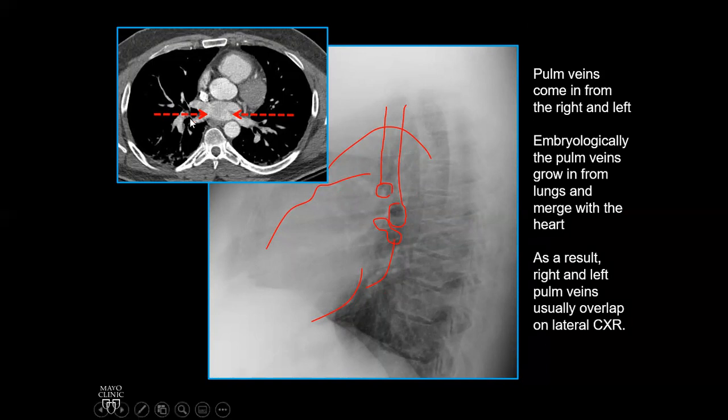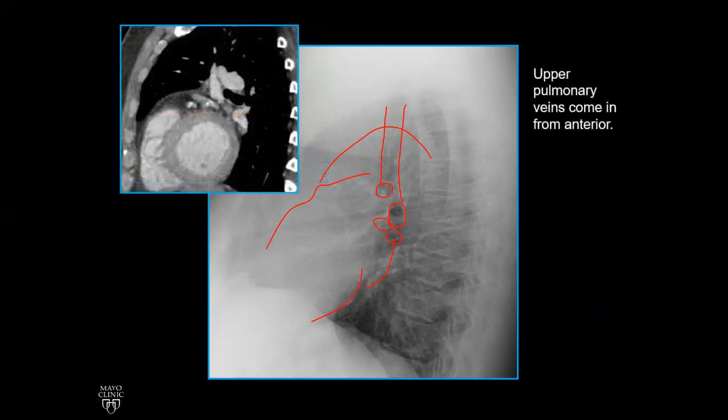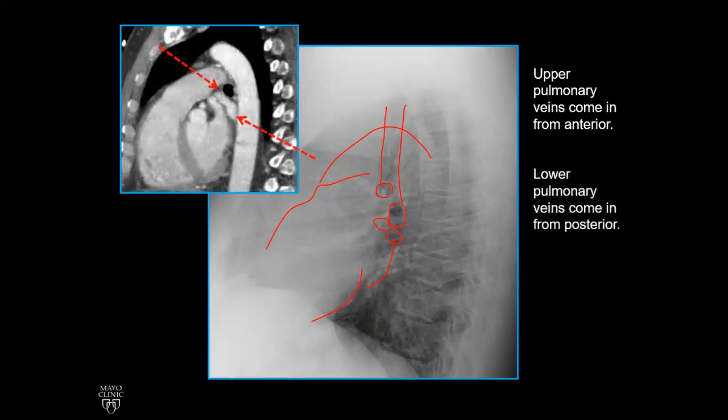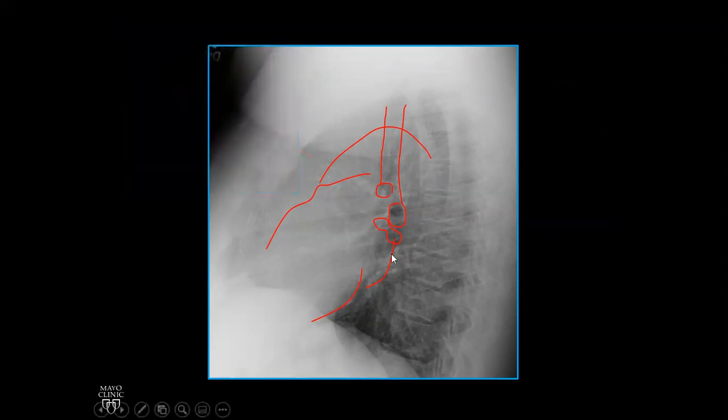So the point of that is that these pulmonary veins are going to be at the same level, left to right. The superior pulmonary veins are more anterior. The inferior pulmonary veins run more in the plane. They're not tilted this way, which they probably would be if they embryologically came from the heart. So the upper pulmonary veins come in from anterior, and they run anterior to the respective pulmonary arteries. We've seen that a couple of times. Mentioned that with the interlobar pulmonary artery, mentioned it with the left pulmonary artery. The lower pulmonary veins come in from the posterior, like so, and make this little shape.